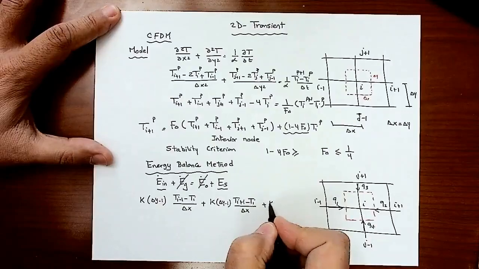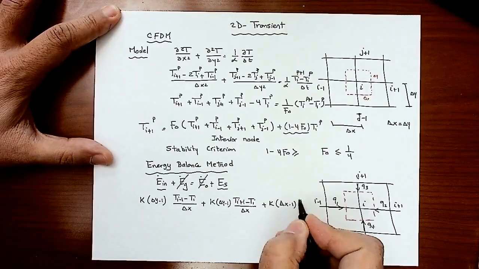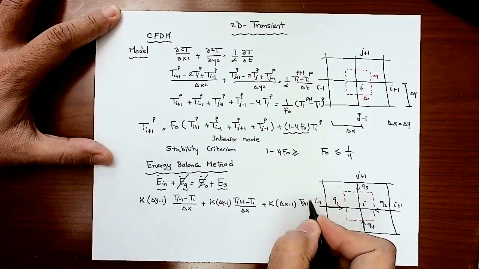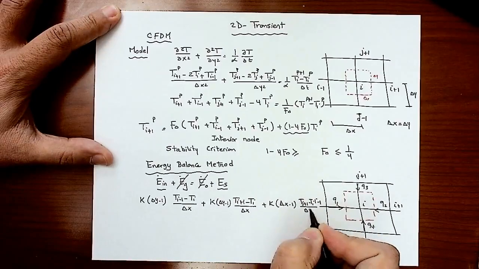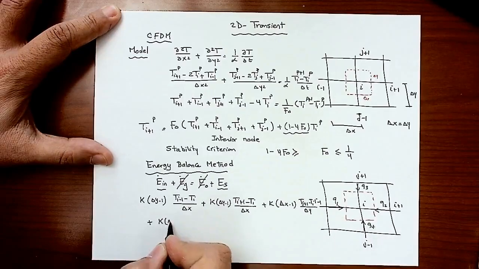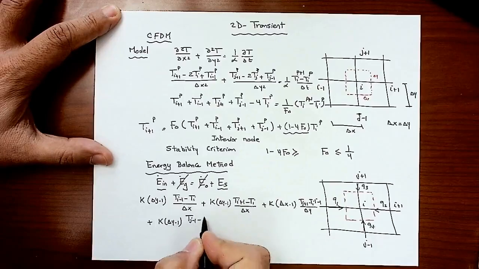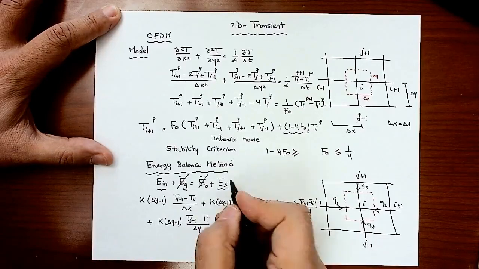top, going to be K. The perpendicular area is delta X times 1, (T_{j+1} minus T_i) divided by delta Y, plus Q4, going to be K delta Y times 1, (T_{j-1} minus T_i) over delta Y. That should equal the energy stored.